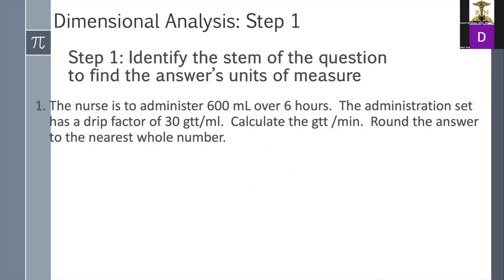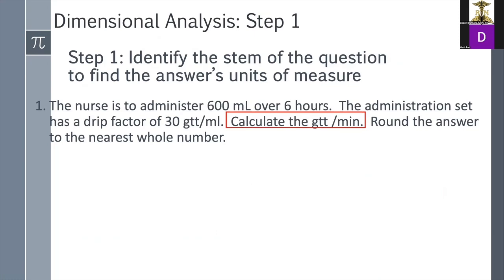So in this question, where do you think the stem is? Some people say, well, it's always behind the question mark. Well, not if it's a statement. If they're telling us to do something, it's not going to be a question mark. The unit of measure is the portion of the question that is asking us what we are solving for. So here, they want us to calculate the drops per minute.